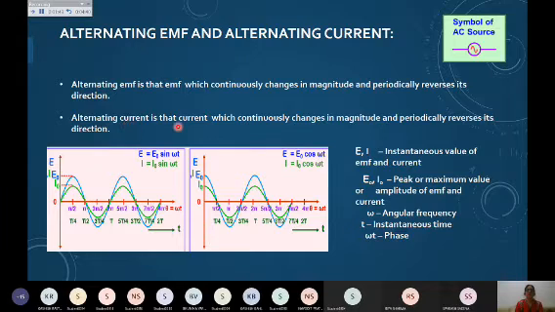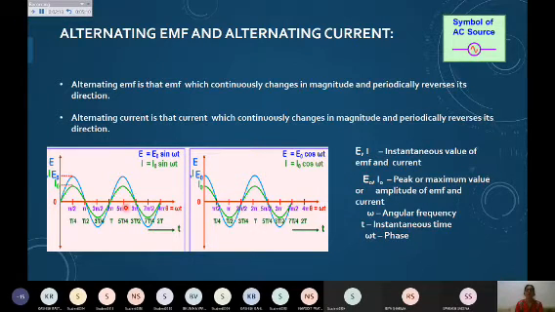Alternating current is that current which continuously changes in magnitude and periodically reverses its direction, because magnitude is changing at every second, but direction is getting changed after a particular period of time. That time is T by 2. After half of the time period, the direction is getting reversed. So this type of current we call the alternating current.